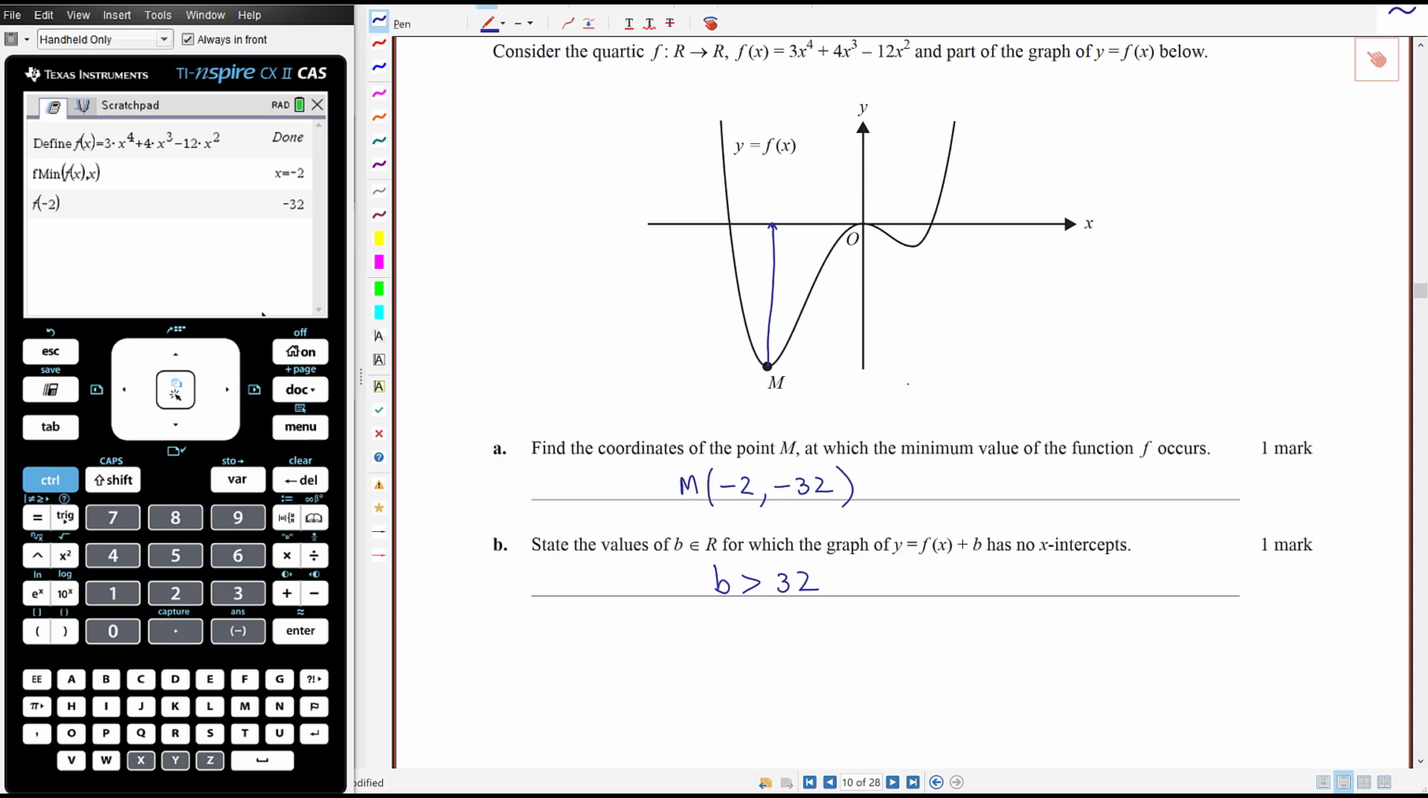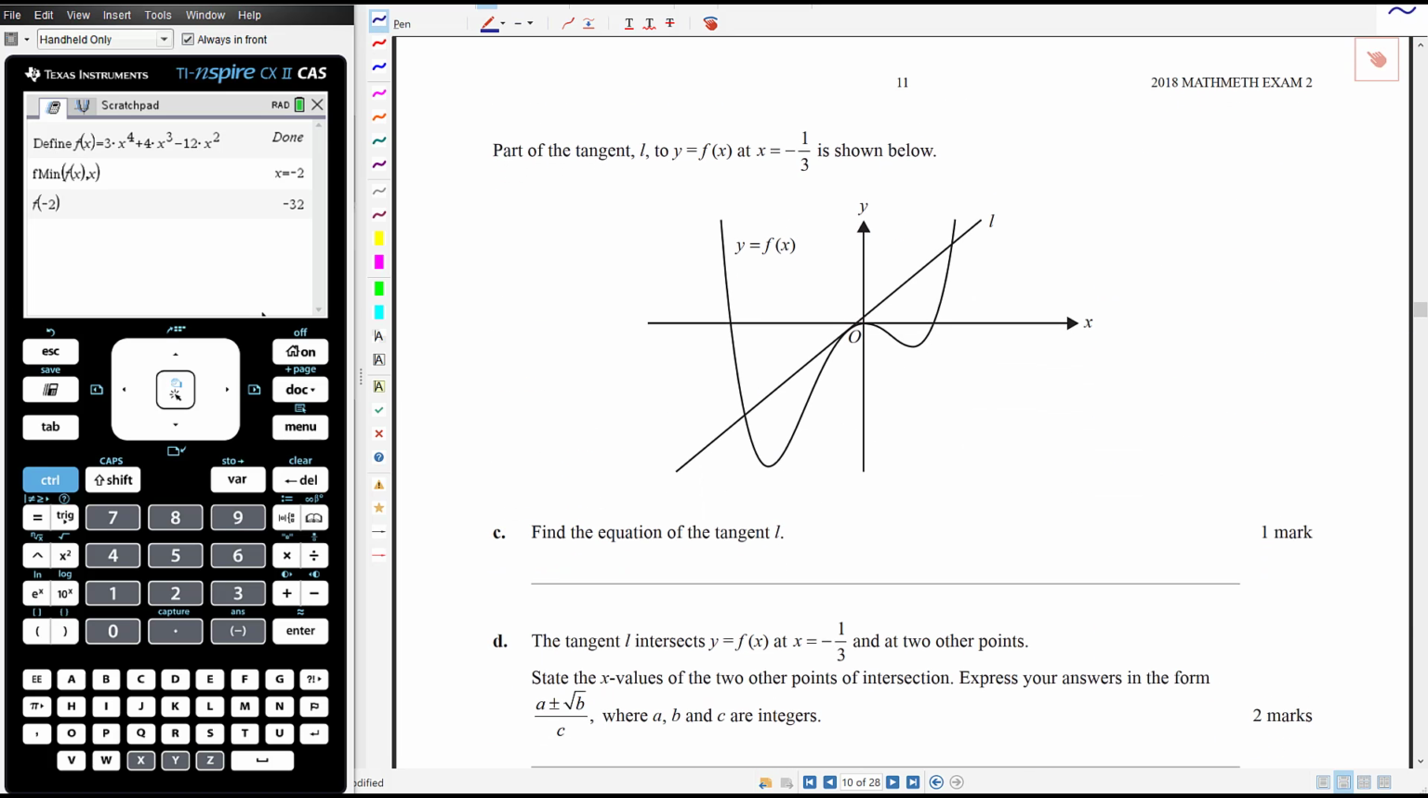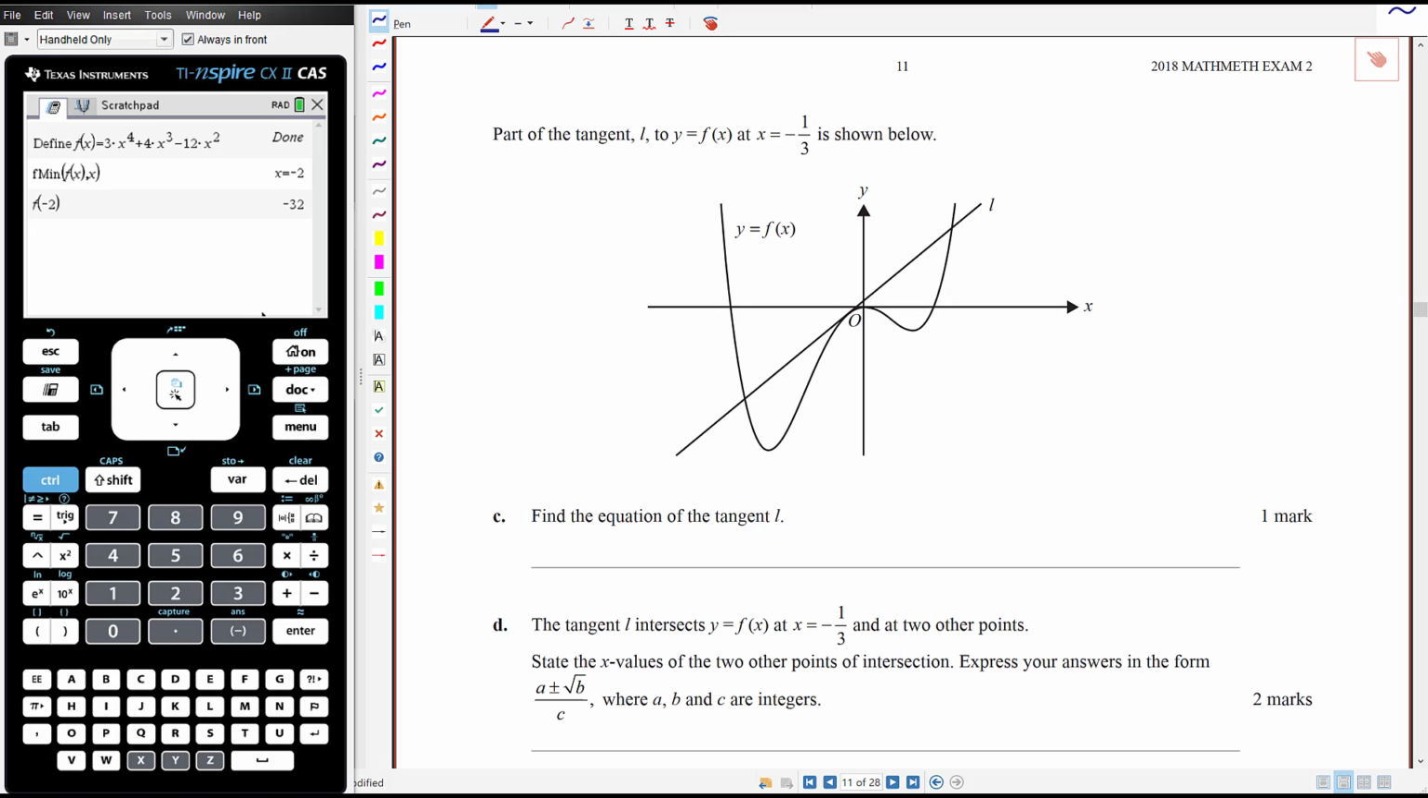Okay, part C. The tangent, called L, to y equals f of x at x equals negative a third is shown below. Find the equation of the tangent L.